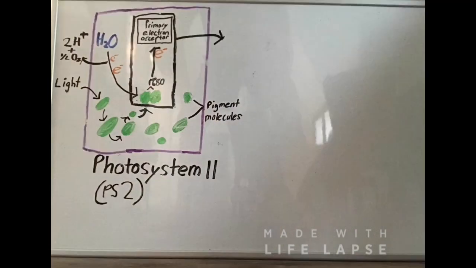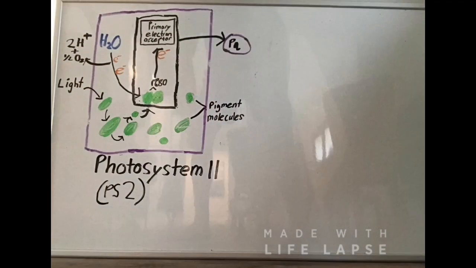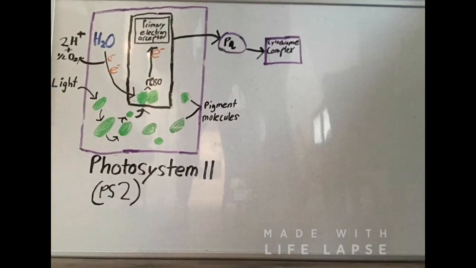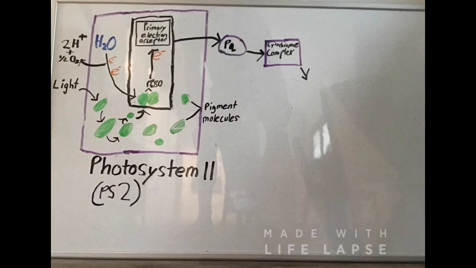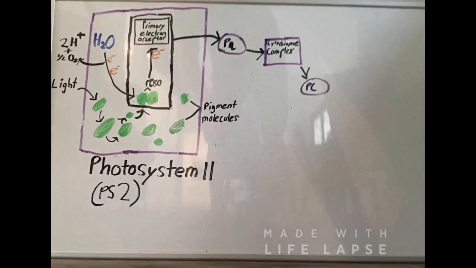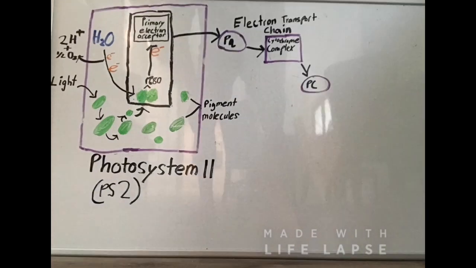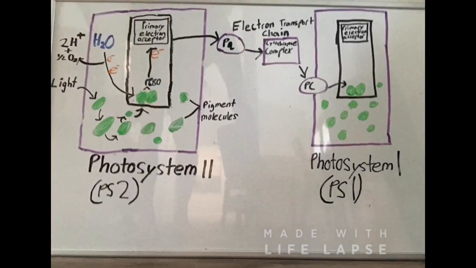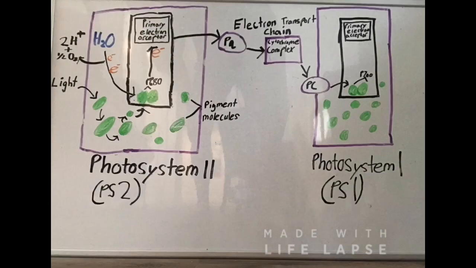Each photoexcited electron passes from the primary electron acceptor of photosystem 2 to photosystem 1 via an electron transport chain. Each component of the electron transport chain carries out redox reactions as electrons flow down the chain, releasing free energy that is used to pump protons into the thylakoid space, contributing to a proton gradient across the thylakoid membrane.